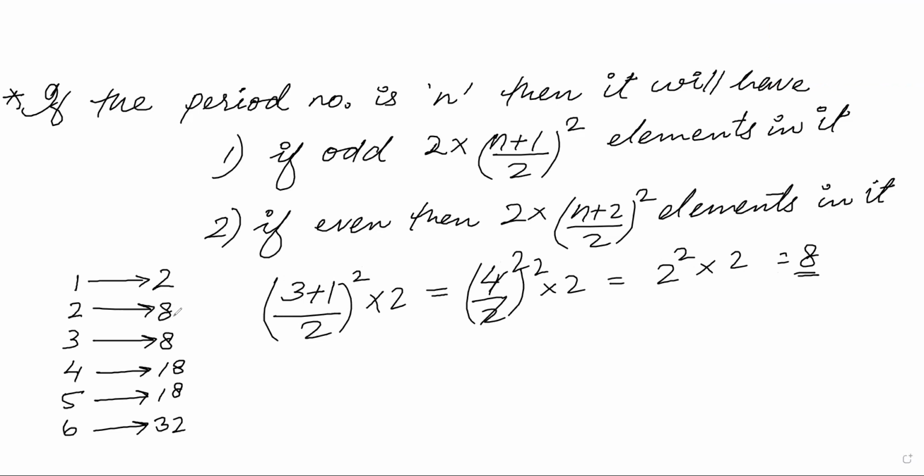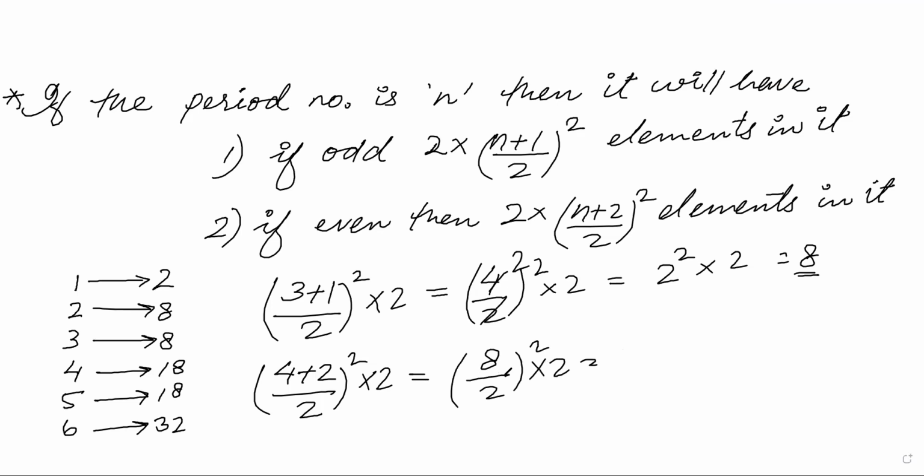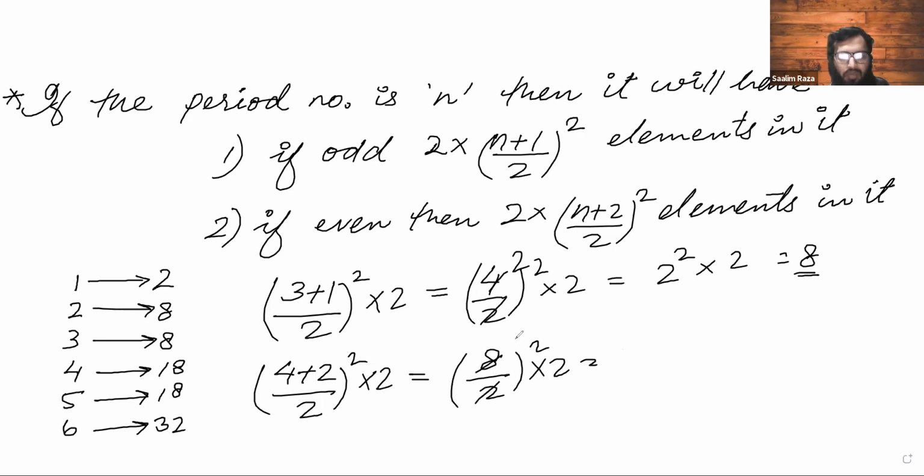Sir, even number 4. Even number 4, plus 2 by 2, whole square into 2. That will be equal to 4 plus 2, which is 6, by 2. So this will be equal to 3 square into 2. That will be equal to 18. So this will be 18.